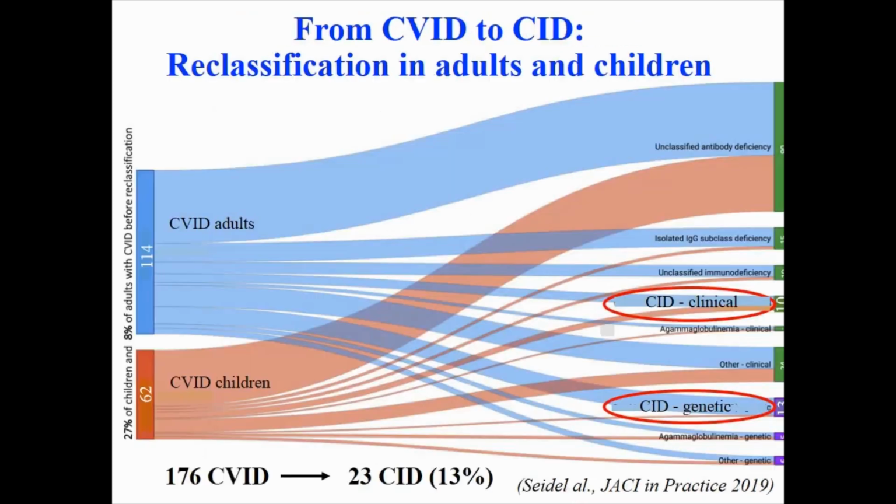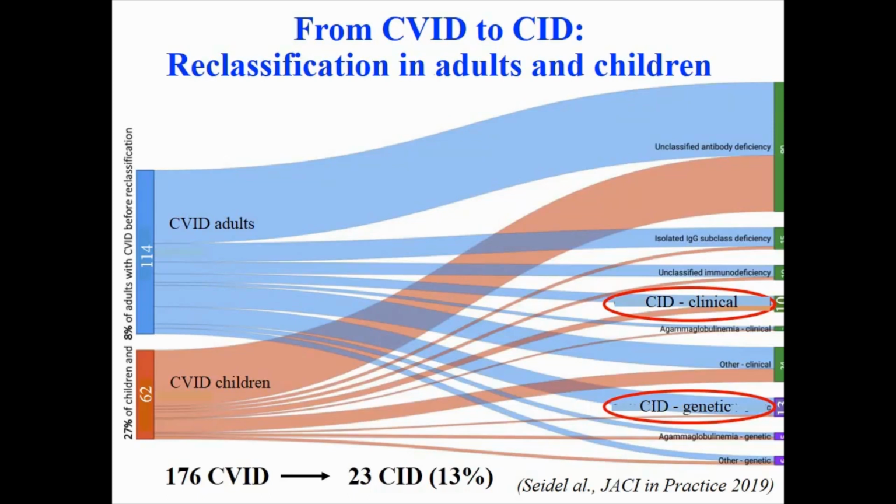The other question was CVID and CID. This was another study, also published from Europe, a multi-center study from Vienna. 176 patients with CVID. The majority of them were adults, but there were also children who were given the diagnosis of CVID. And then genetics was made available to all of them, and you see now changes.